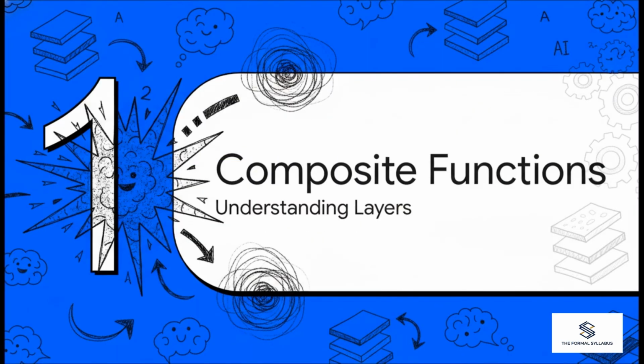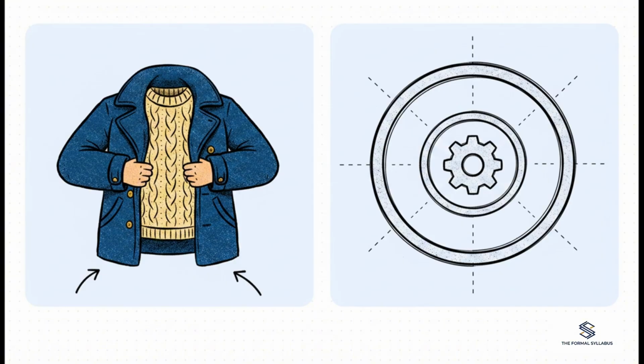All right, Section 1, Anatomy of a Composite Function, Understanding Nested Layers. To truly grasp the chain rule, we first have to strip away all that intimidating math notation. Forget about x's and y's for a second and let's just look at what a composite function actually is at its core. Let's use a really simple analogy.